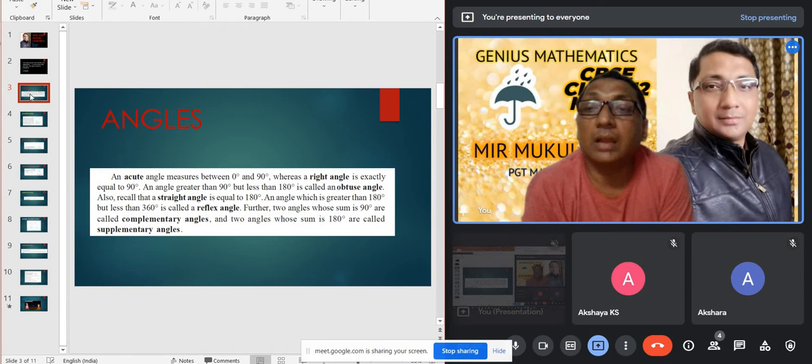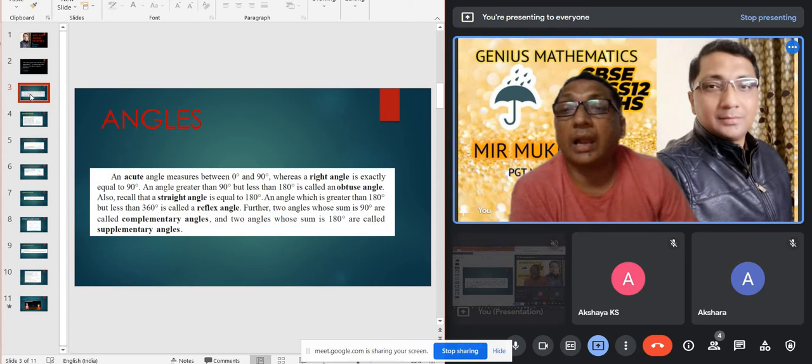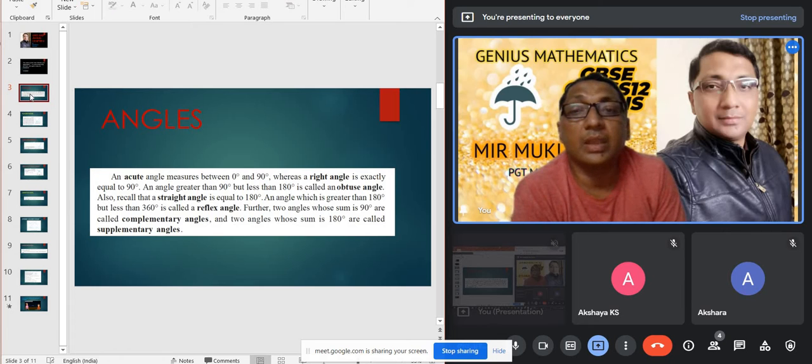So we have to keep in mind some types of angles. An acute angle measures between 0 to 90 degrees, whereas a right angle is exactly equal to 90. An angle greater than 90 but less than 180 is called the obtuse angle. Also recall that a straight angle is equal to 180 degrees. An angle greater than 180 degrees but less than 360 degrees is called the reflex angle.